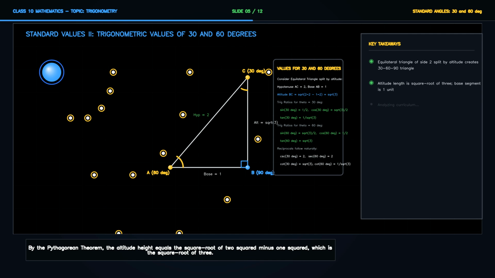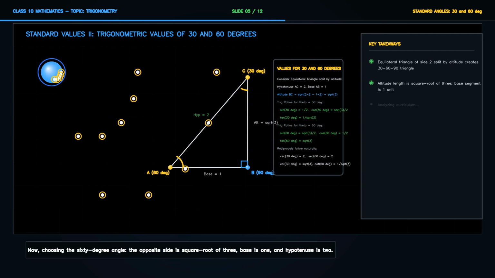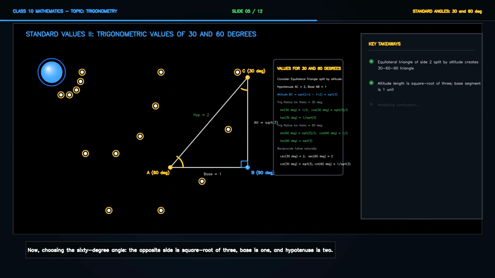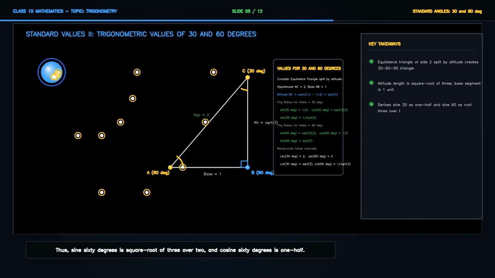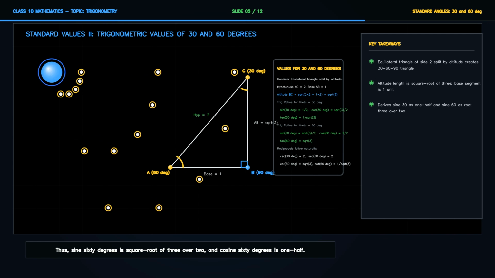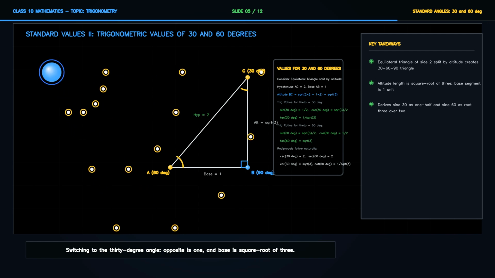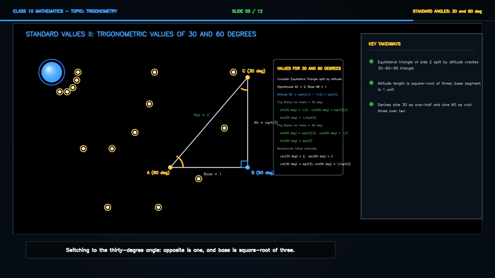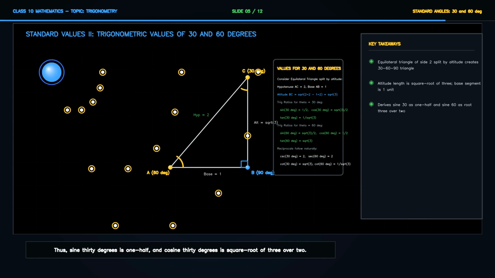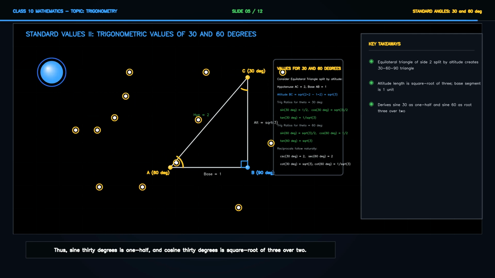By the Pythagorean theorem, the altitude height equals the square root of 2 squared minus 1 squared, which is the square root of 3. Now, choosing the 60-degree angle, the opposite side is square root of 3, base is 1, and hypotenuse is 2. Thus, sine 60 degrees is square root of 3 over 2, and cosine 60 degrees is 1/2. Switching to the 30-degree angle, opposite is 1, and base is square root of 3. Thus, sine 30 degrees is 1/2, and cosine 30 degrees is square root of 3 over 2.